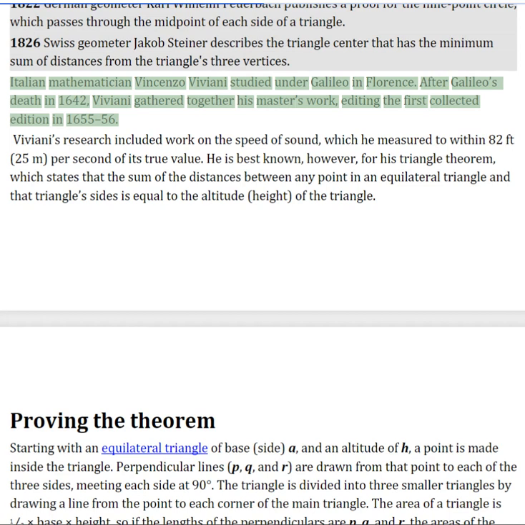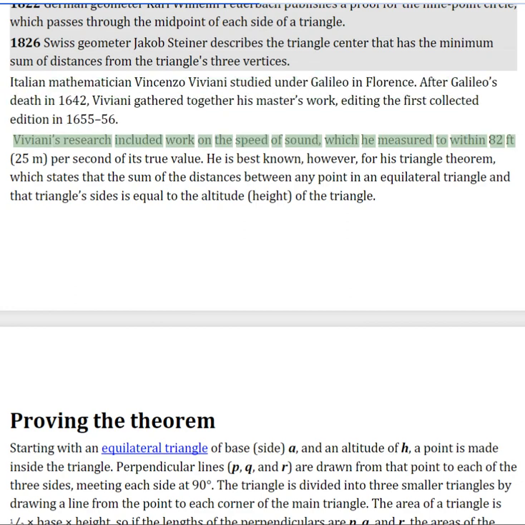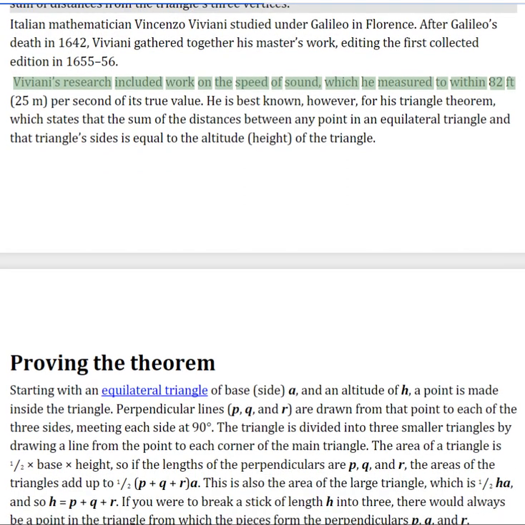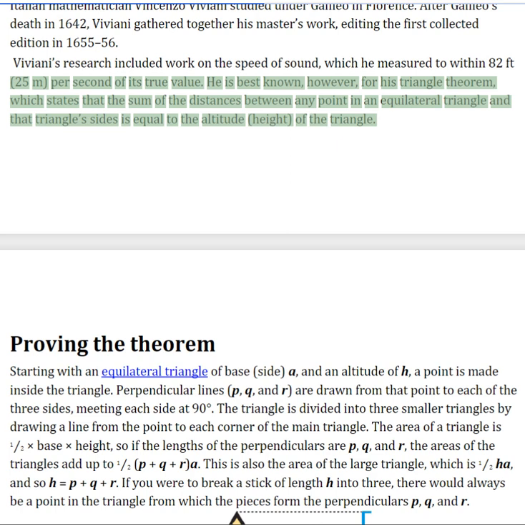Viviani gathered together his master's work, editing the first collected edition in 1655-56. Viviani's research included work on the speed of sound, which he measured to within 82 feet per second of its true value. He is best known, however, for his triangle theorem, which states that the sum of the distances between any point in an equilateral triangle and that triangle's sides is equal to the altitude of the triangle.